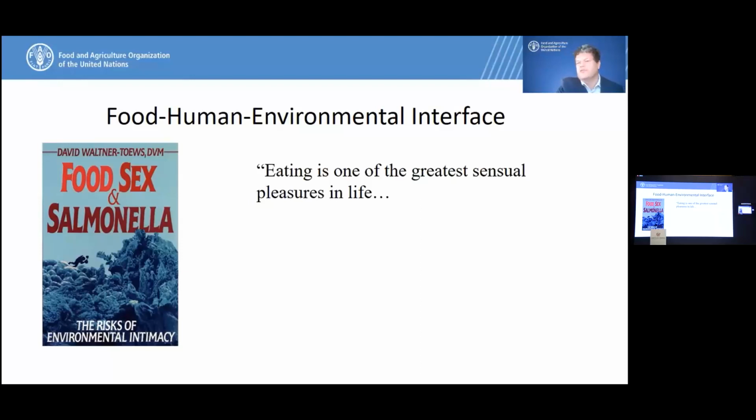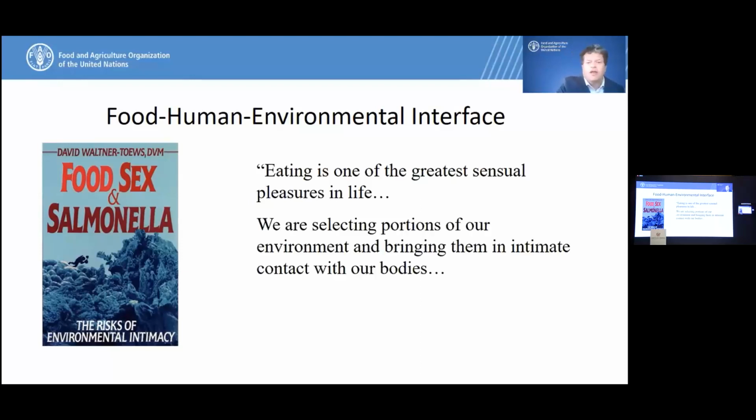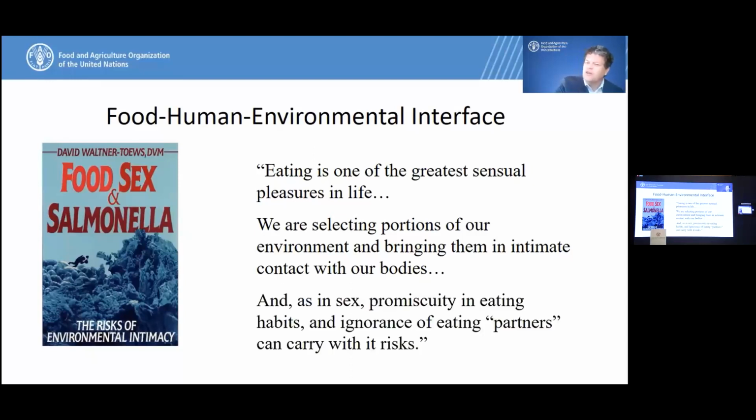Eating is one of our most sensual pleasures in life, and everybody does it. We have to, okay? And when we're selecting portions of our environment, the food that is, and bringing them into intimate contact with our bodies, we are directly inoculating our bodies with food that was grown in the soil or caught from the sea. And as in sex, promiscuity in eating habits and ignorance with eating partners can carry with it risk. So the goal here is to reduce those risks, identify them and reduce those risks so that when we do eat, we can enjoy that, it can be nutritious, can contribute to food security, and we can have a safe food supply.